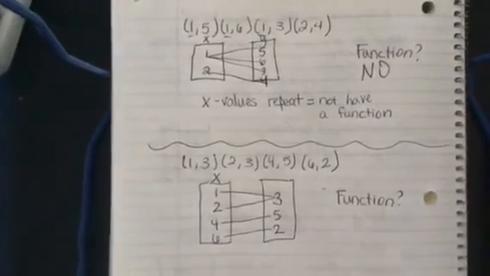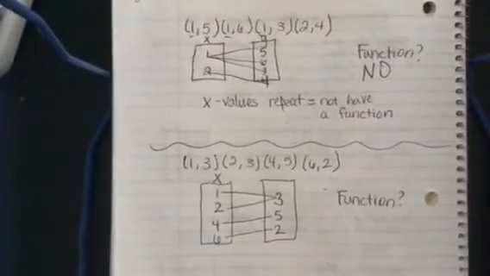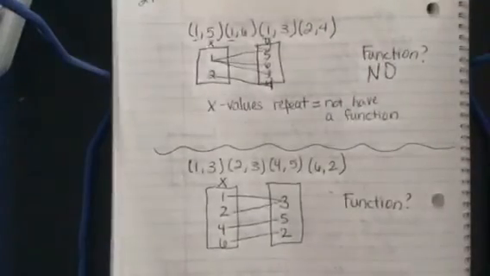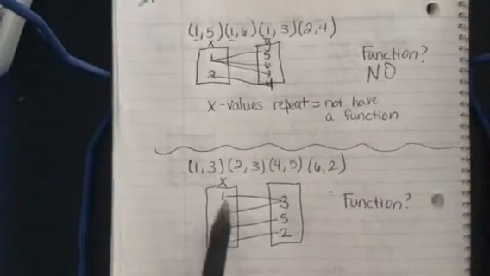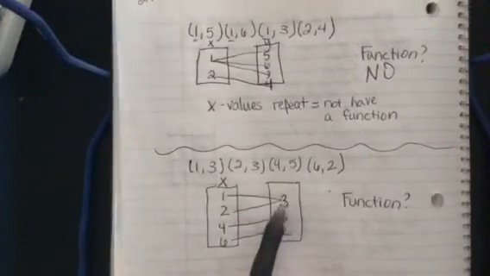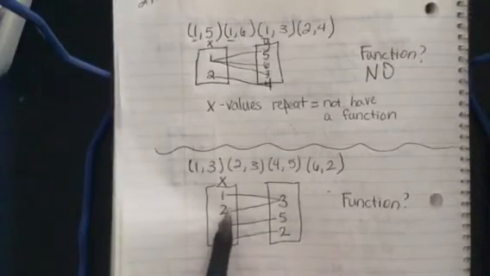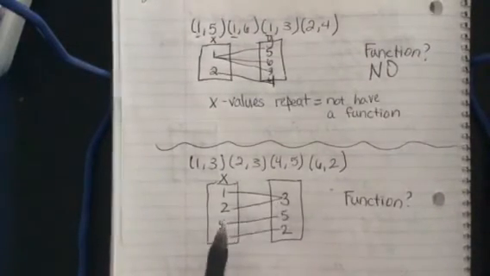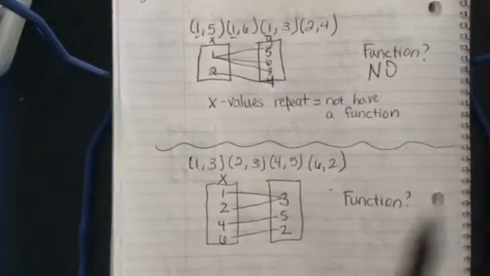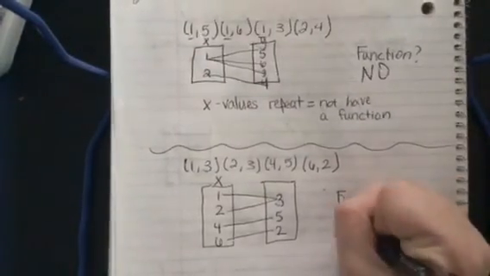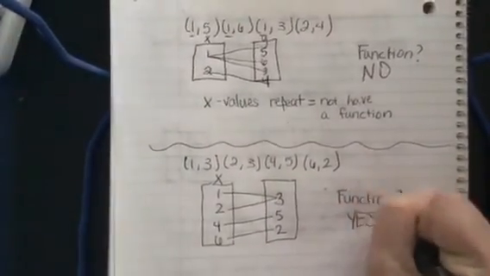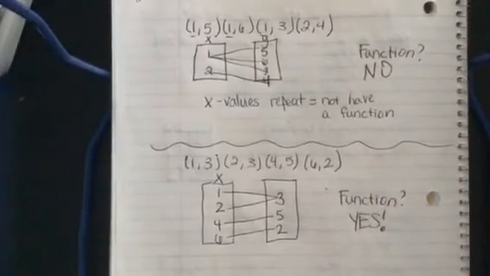We have a little bit of a debate. What do we think? Yes. Let's see. What does the definition say? X has exactly one y. So my x has exactly one y. My x has exactly one y. My x has one y, my x has one y. So is this a function? It is.